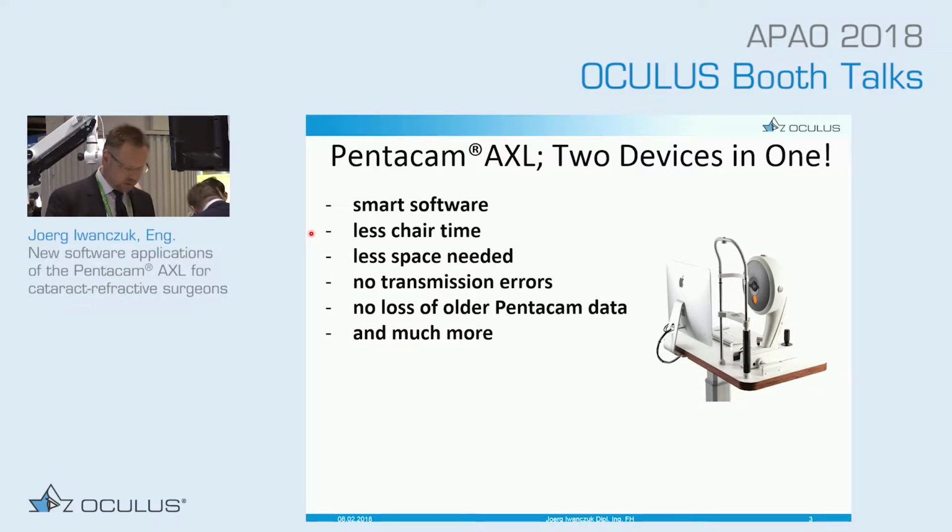You have no errors of transmission when you do IOL-power calculation. That means there is no need to put something into an online calculator. That can all be done in the software. And if you already have a Pentacam, you do not lose any data. You keep it. They are still readable with the latest device and much more features.